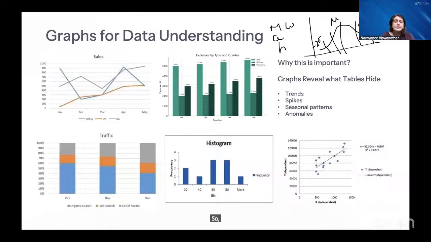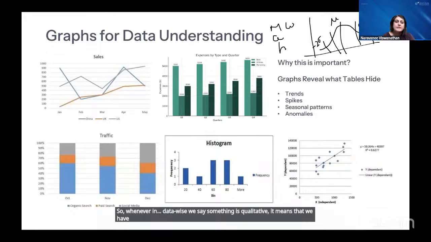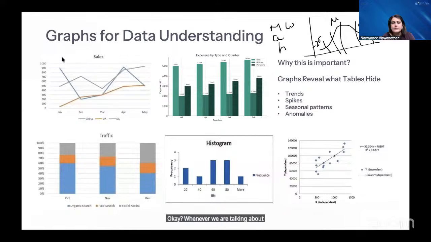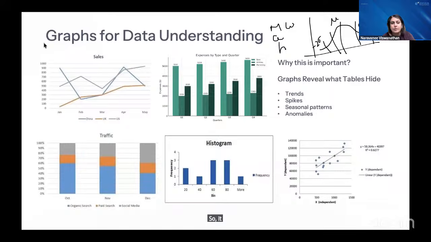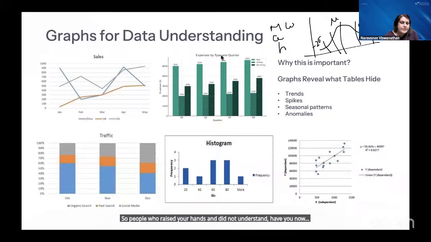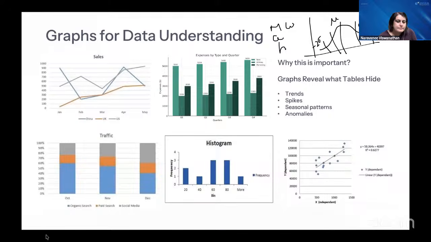So whenever in database we say something is qualitative, it means that we have less than 30 data points. Whenever we are talking about normal distribution and all, we should have more than 30 data points. So it's also called quantitative data. Making sense, everyone? People who raised your hands and did not understand, have you now got this clarified? What is normal distribution? Yes or no?